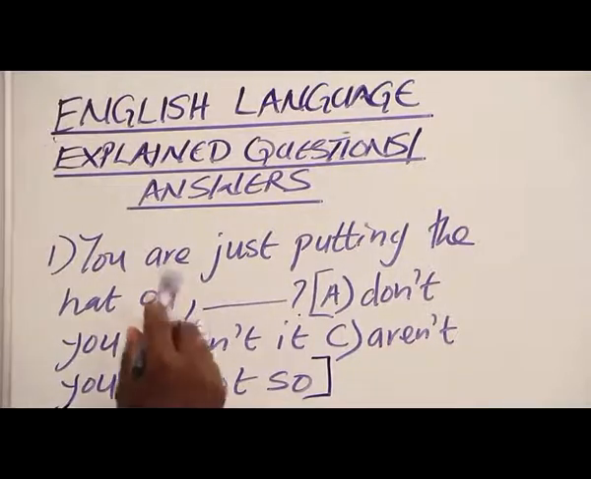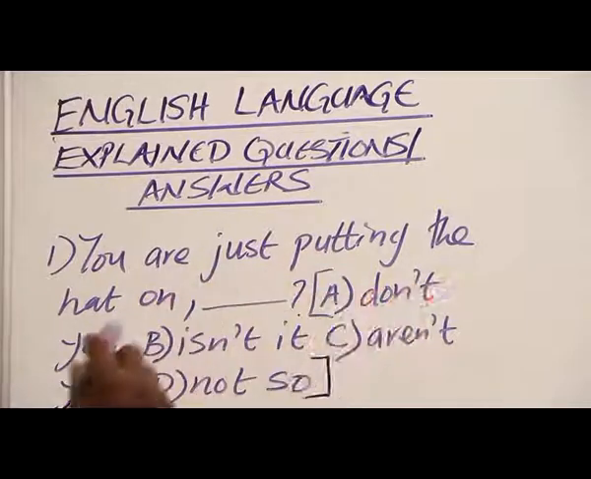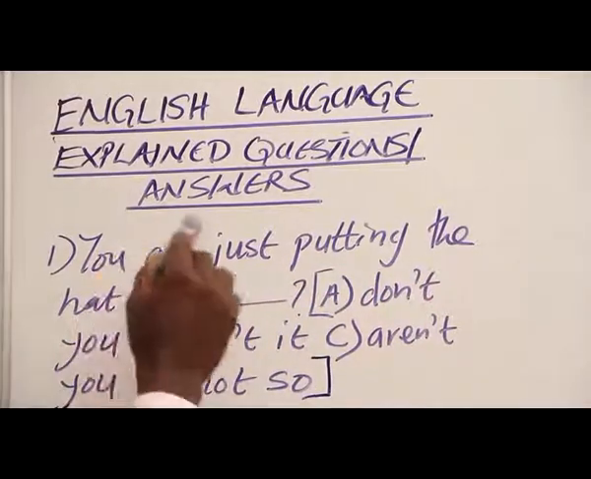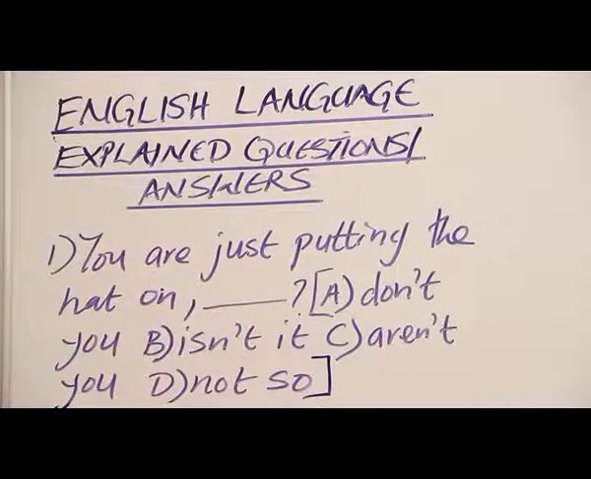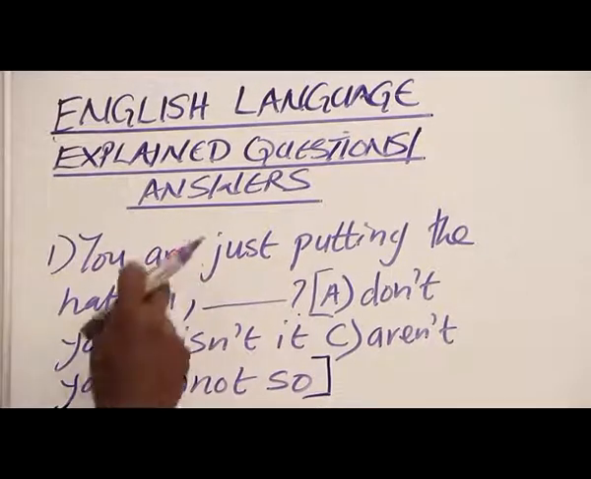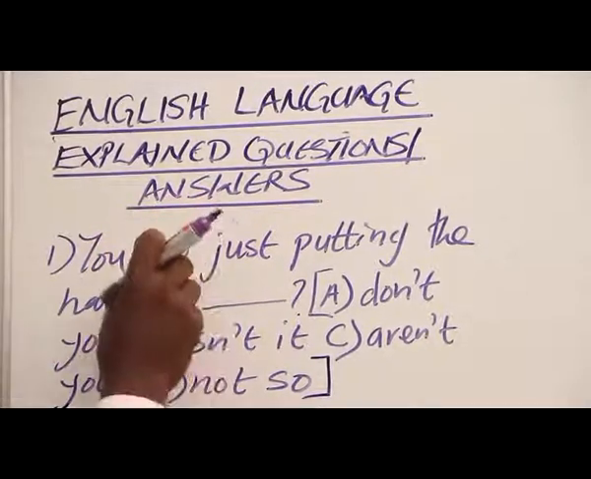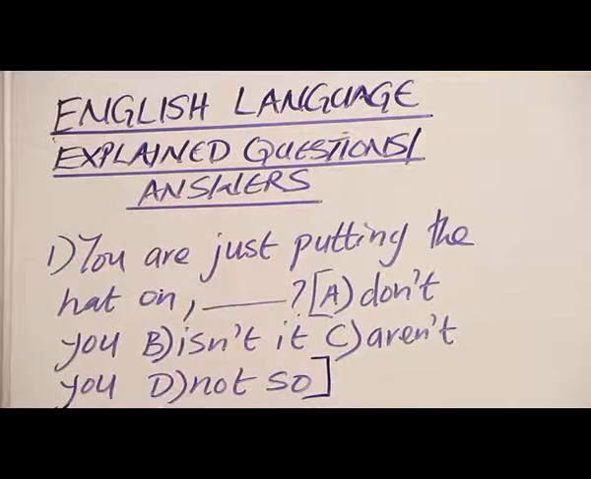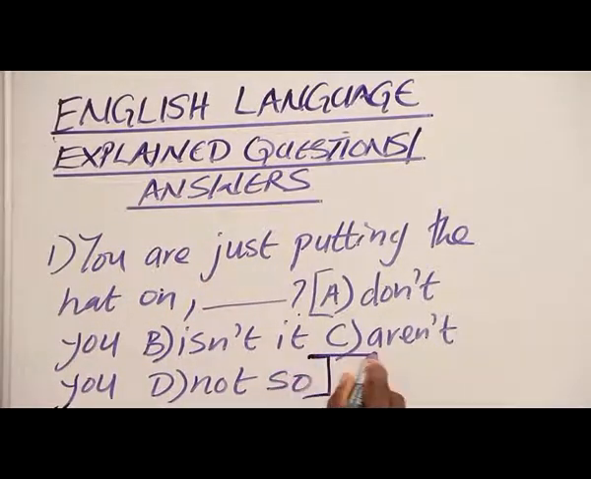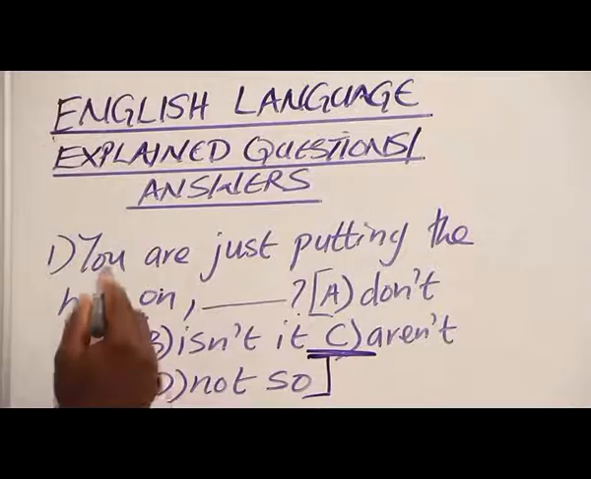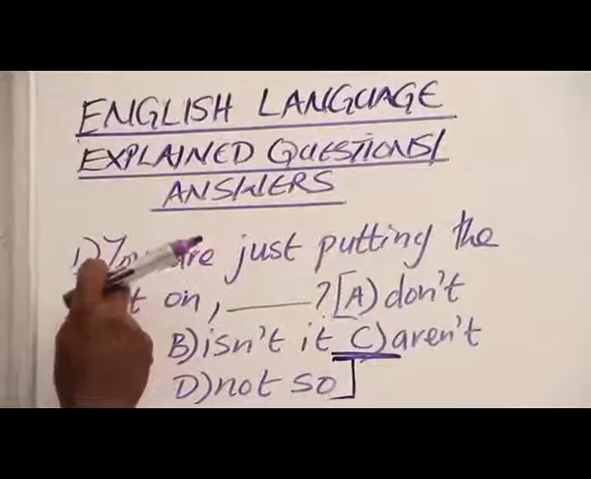You must look at your verb. You are just putting the hat on. The operative verb here, the one we should be concerned with is are. And since this is positive, we take the same are, the negative form. And if you look at that, that is option C. Of course, you also look at your subject, which is you.